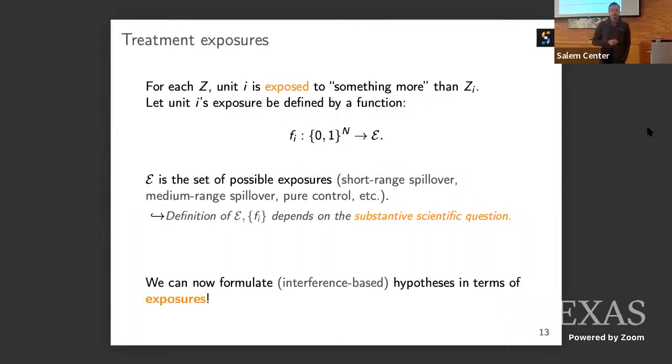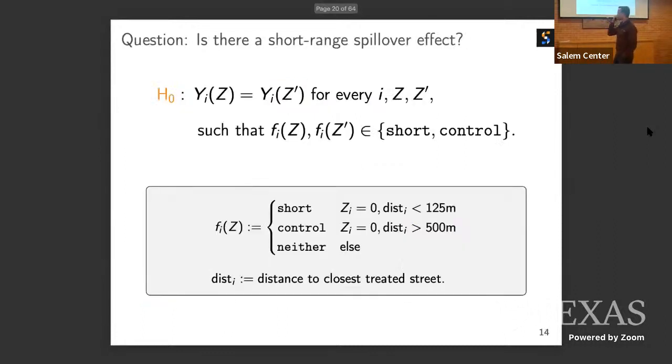But what's great about this exposure function, and a very key point, is that once I bring this in as a part of my analysis, I can now write down all kinds of interesting null hypotheses in terms of it. So let's see one particular null hypothesis. We're going to focus on this null for the rest of the talk. Here's a question that now incorporates interference: is there a short-range spillover effect?